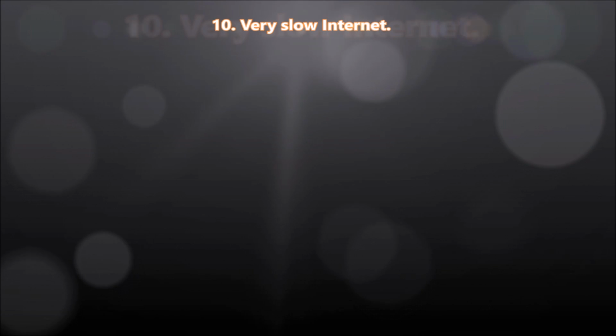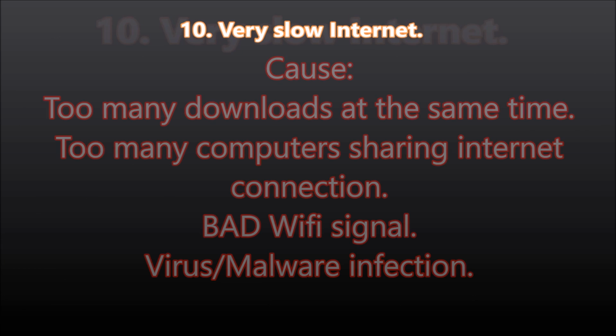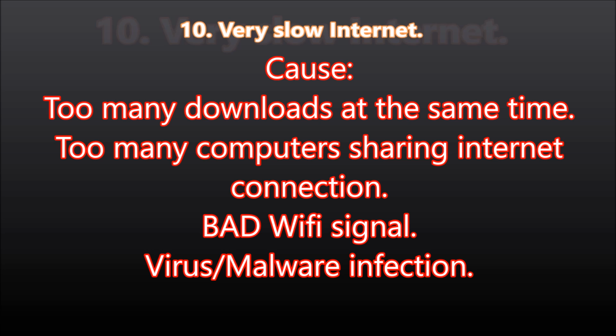Number 10. Very slow internet. Cause: too many downloads at the same time. Too many computers sharing internet connection. Bad Wi-Fi signal. Virus or malware infection.